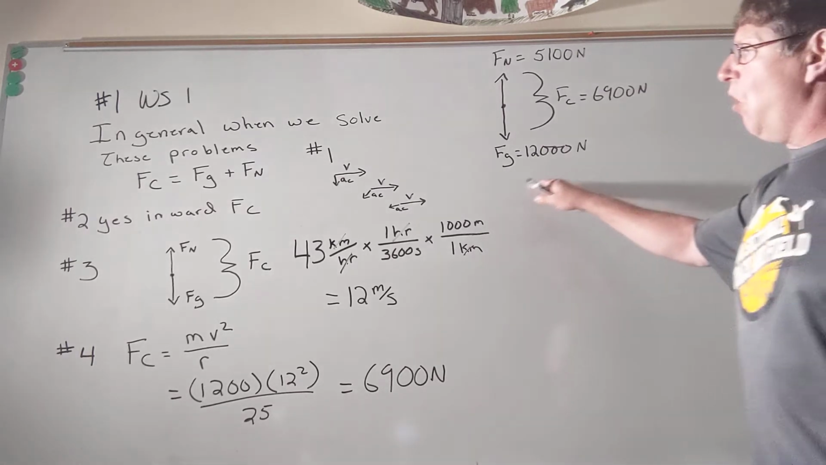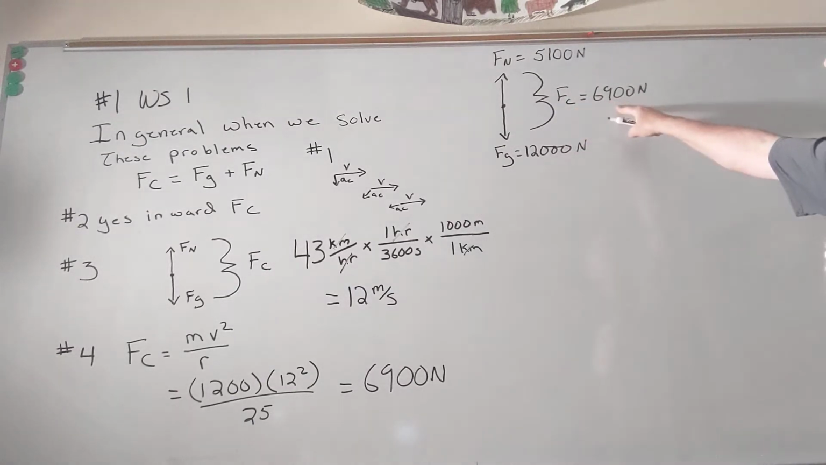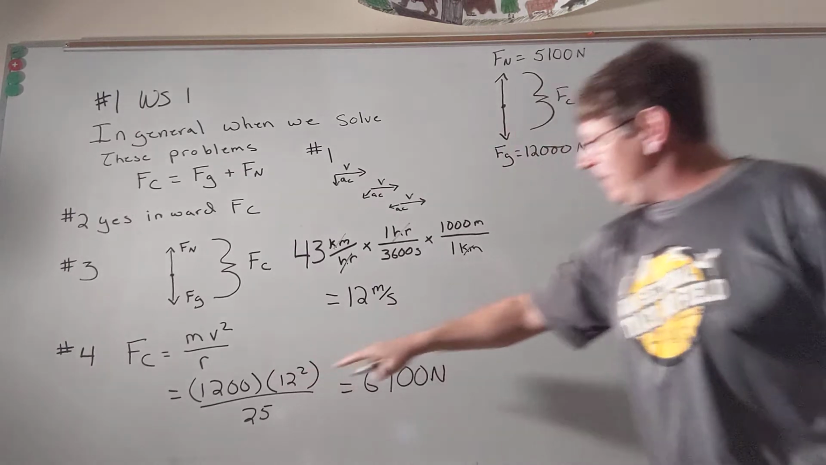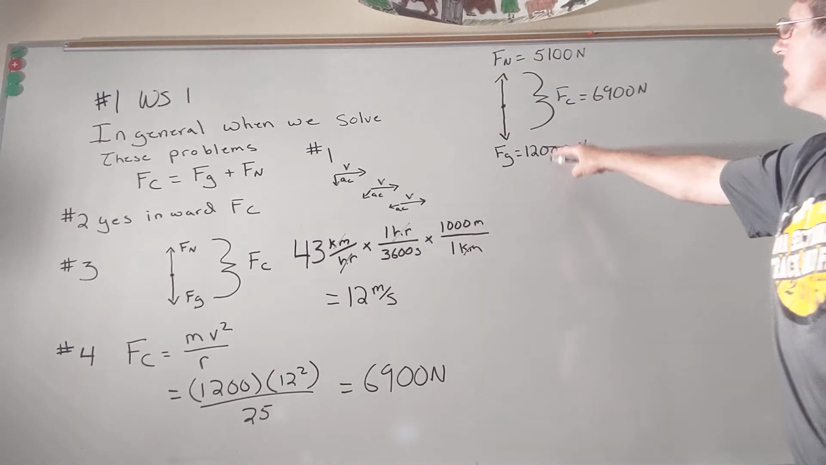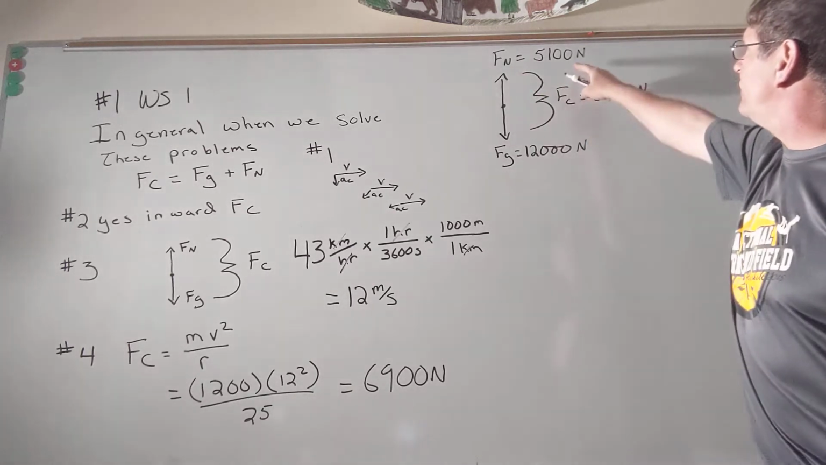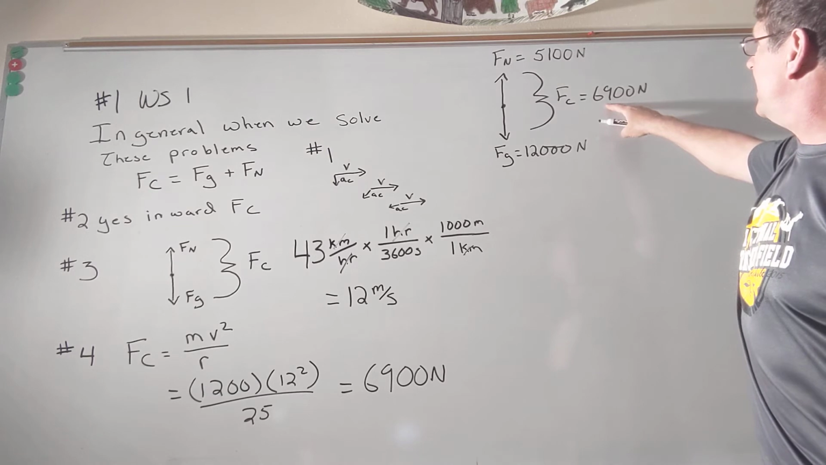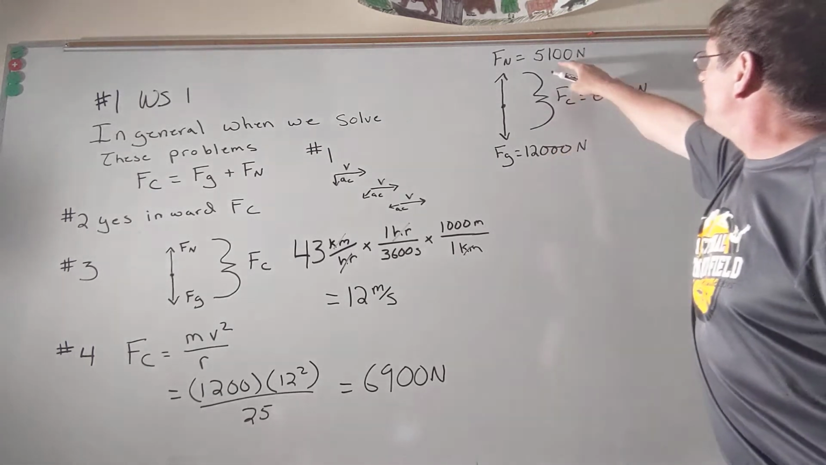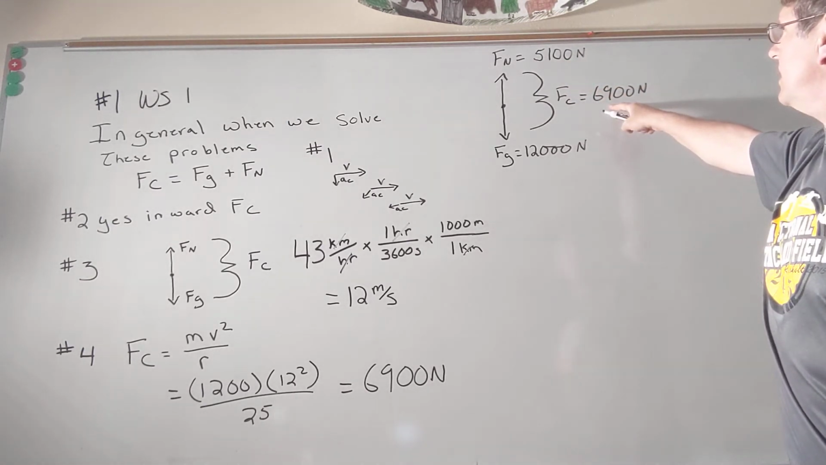All right? If we go back to our force diagram, we said that Fc equals 6,900. Fg, given the 1,200 kilogram mass, is 12,000 newtons. Fn then leaves us 5,100 newtons, because Fg and Fn are in opposite directions, so 12,000 minus 5,100 must equal 6,900.